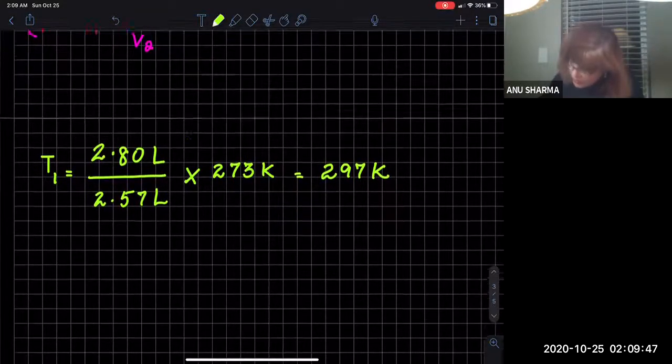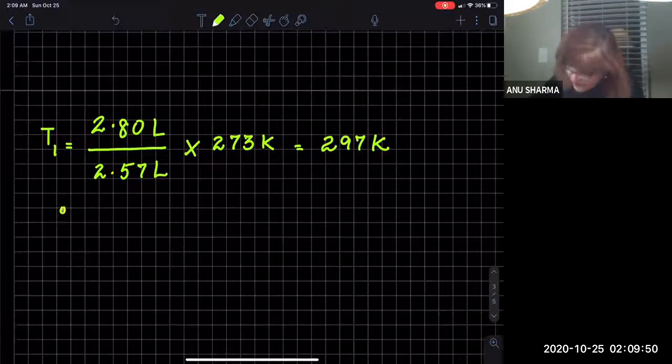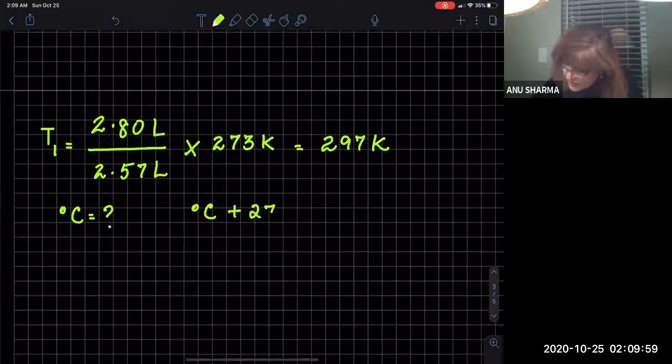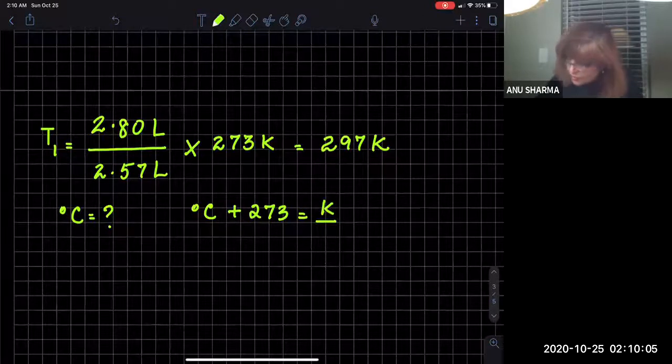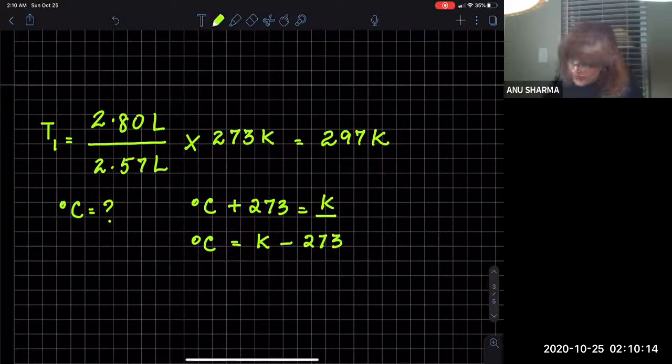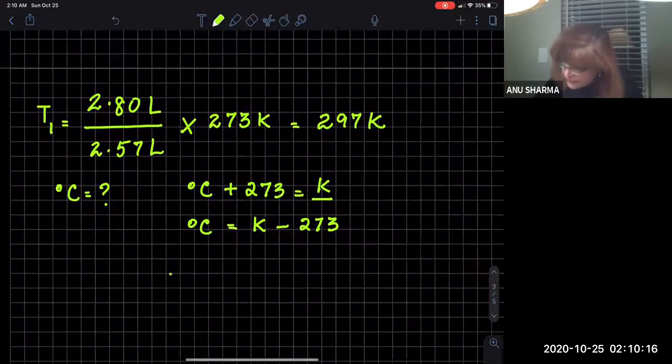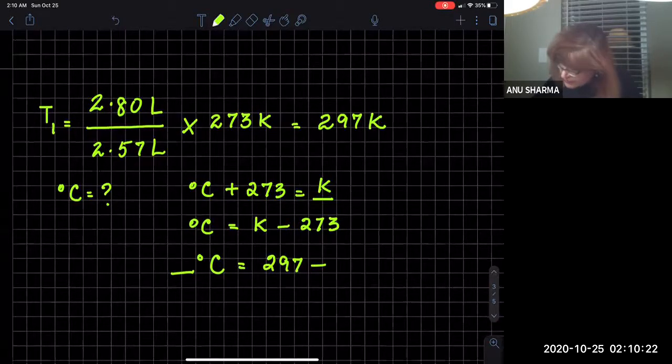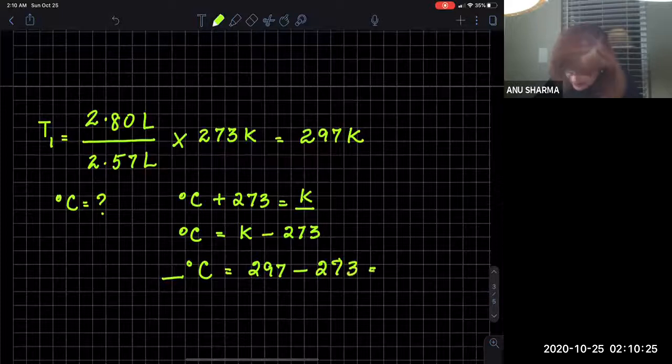But now the question is also asking, what is the value in degrees Celsius? So how do you find that? You just go back as we did. Degrees Celsius plus 273 is equal to whatever the Kelvin value comes out to be. So in other words, degrees Celsius is equal to Kelvin minus 273. So here we have degrees Celsius is equal to 297 minus 273, and here you're going to get 24 degrees Celsius.